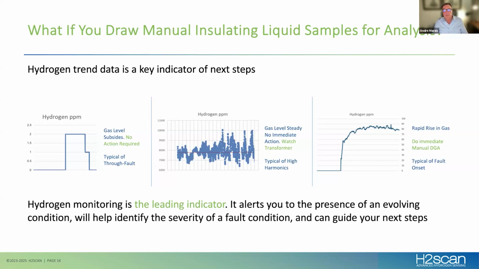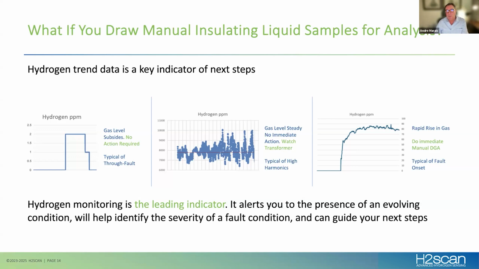So hydrogen monitoring is the leading indicator. It alerts you to the presence of an evolving condition. It will help you understand the severity of the fault condition, and it can certainly guide your next steps.